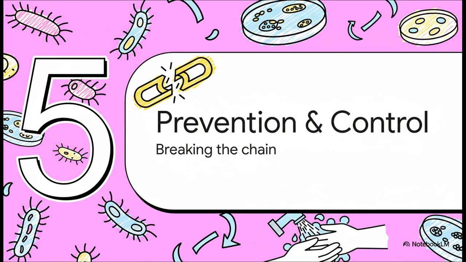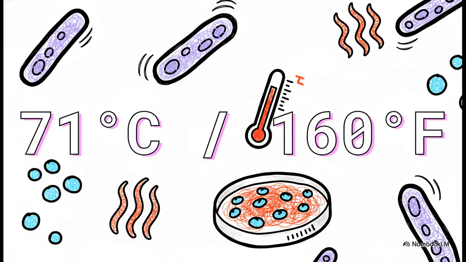All right, last section. We've identified it and we've treated it. Now, how do we stop people from getting infected in the first place? You know, for all the complex microbiology we've discussed, the most important prevention tip is incredibly simple. Cook pork all the way through, especially ground pork. You want to hit a minimum internal temperature of 71 degrees Celsius, that's 160 Fahrenheit. A food thermometer is really your best defense here.